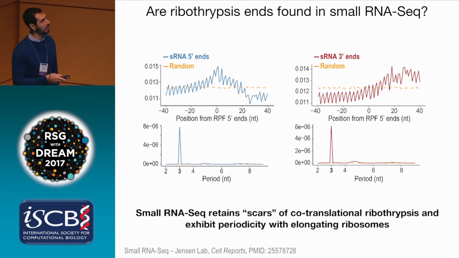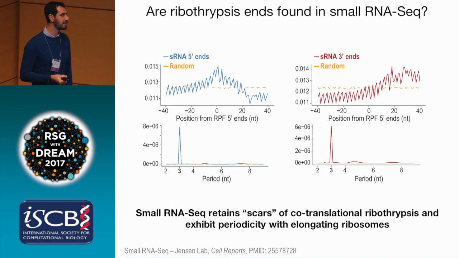So when we mine these small RNA sequencing data and compare them to ribosome profiling data, we see exactly the same profile, and we see this 3-nucleotide periodicity, which indicates that small RNA-seq data actually retain the scars of co-translational Ribothrypsis and exhibit the periodicity with the elongating ribosomes.